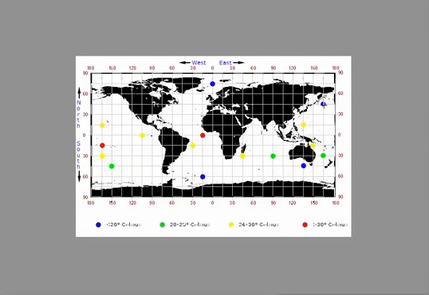Let's try this blue dot. It is 45 degrees north and 175 degrees east.